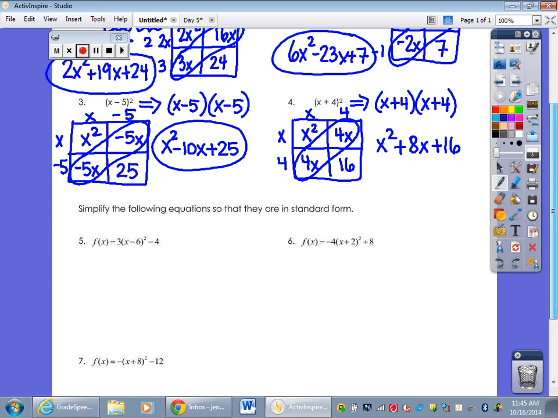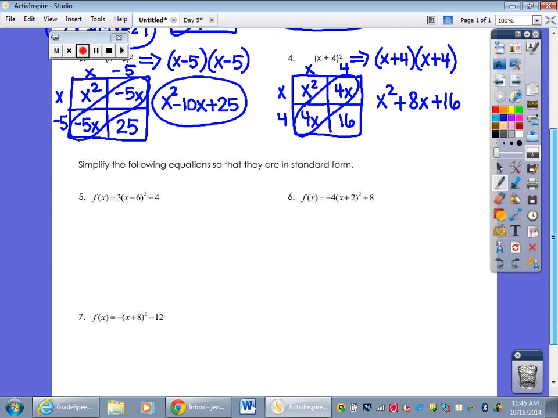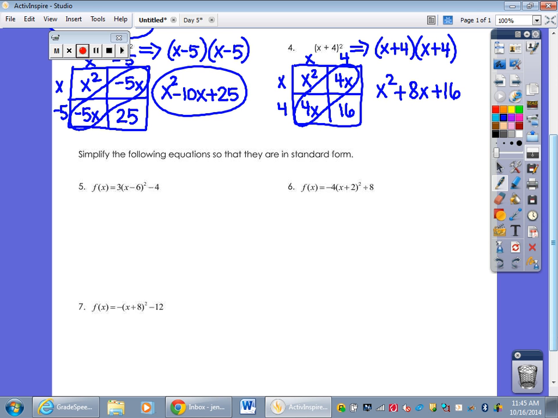Okay, so this sets us up. That was kind of an algebra review for what we want you to be able to do. We want you to be able to take something that is in vertex form, like you see in numbers 5, 6, and 7, and change them to standard form. Remember that standard form is y equals ax squared plus bx plus c, okay?